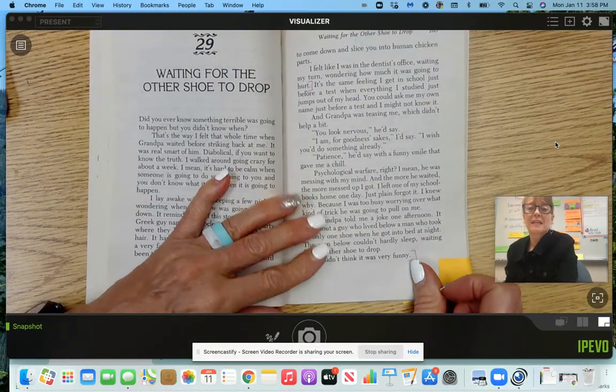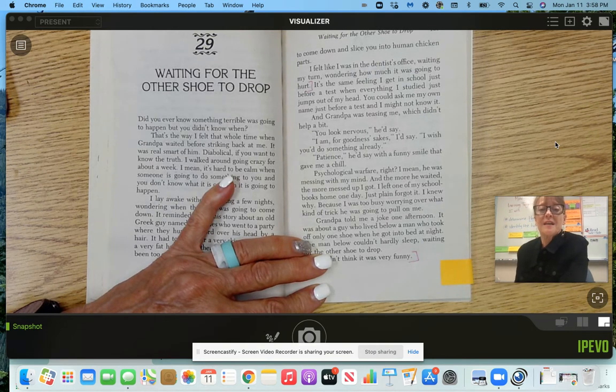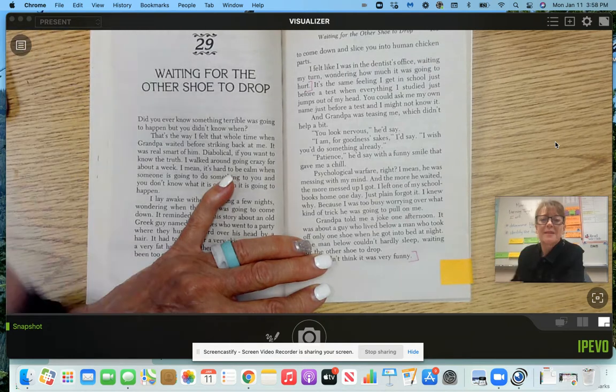It's the same feeling I get in school before a test, when everything I studied just jumps out at my head. You could ask me my own name just before a test, and I might not know it. And Grandpa was teasing me, which didn't help a lot. You look nervous, he'd say. I am, for goodness sakes, I'd say. I wish you would do something already.